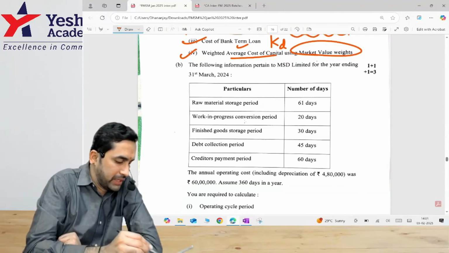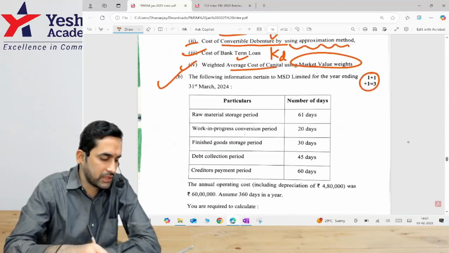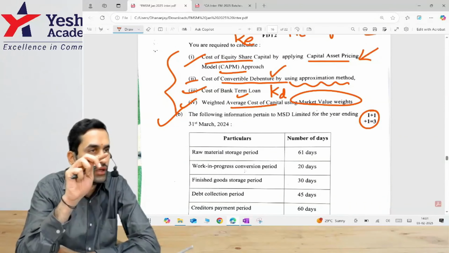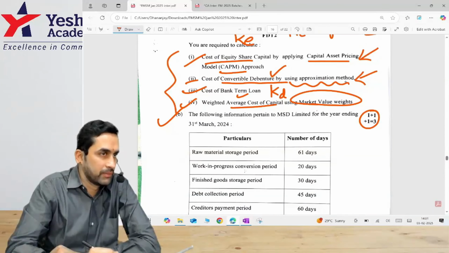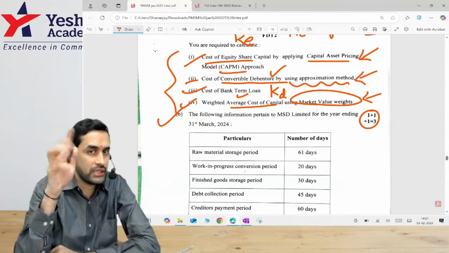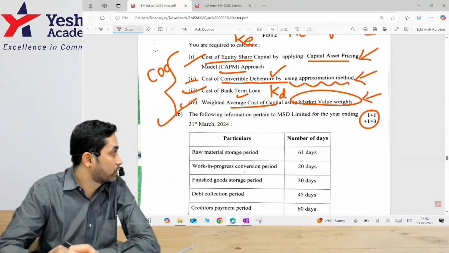Next, question B. This was from working capital management, 1 plus 1 plus 1 plus 3. By the way, this previous question we have done in different places. CAPM, only in cost of equity you have done. KD in the approximation method you have done. This, at the end of the chapter, we did WACC, both book value and market value. This question is from cost of capital.